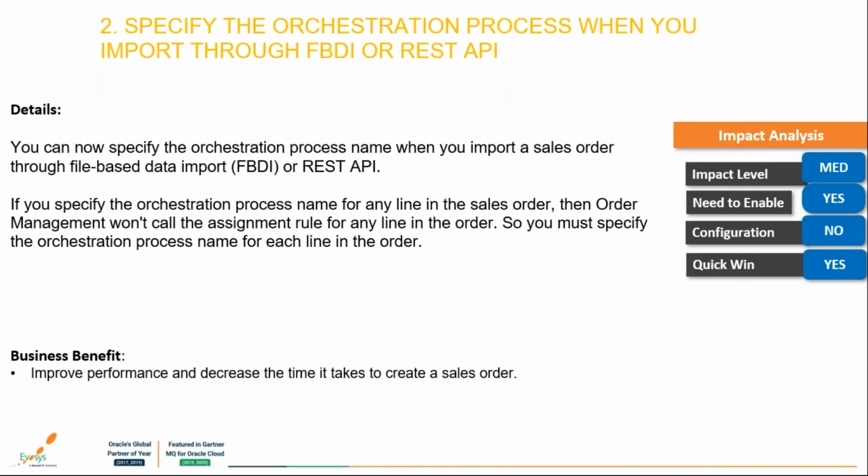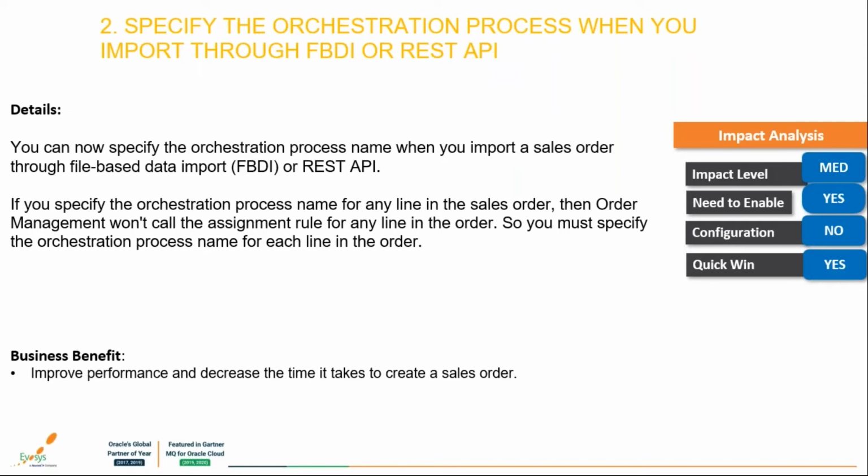The second feature: specify the orchestration process when you import through FBDI or REST API. You can now specify the orchestration process name when you import a sales order through file-based data import, FBDI, or REST API. Before the update, you had to use a process assignment rule to specify the orchestration process to use when fulfilling an order line. You no longer have to run that rule.